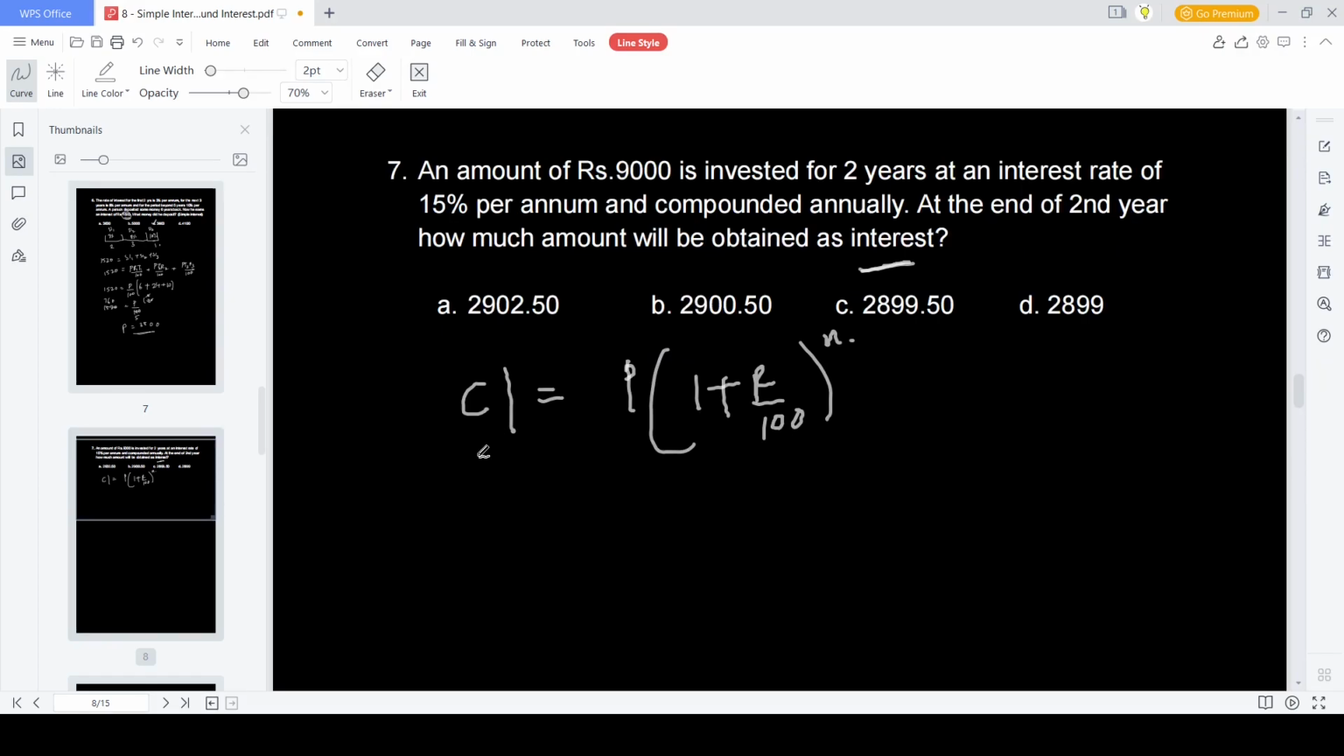And see, there is one difference here. Here, compound interest means the amount plus the interest. Okay, you cannot separate amount and interest here because the amount itself is compounded and the interest also is compounded. So you basically are earning interest on the interest.